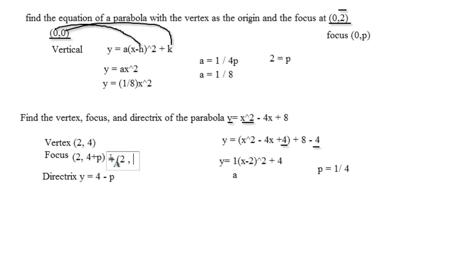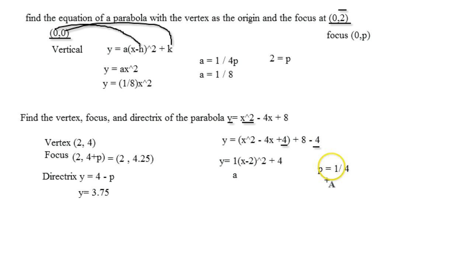So the focus is going to be (2, 4.25). And the directrix is going to be y equals 4 minus 1/4, which is 3.75. And voila, I found the directrix, the focus, and the vertex just by completing the square.